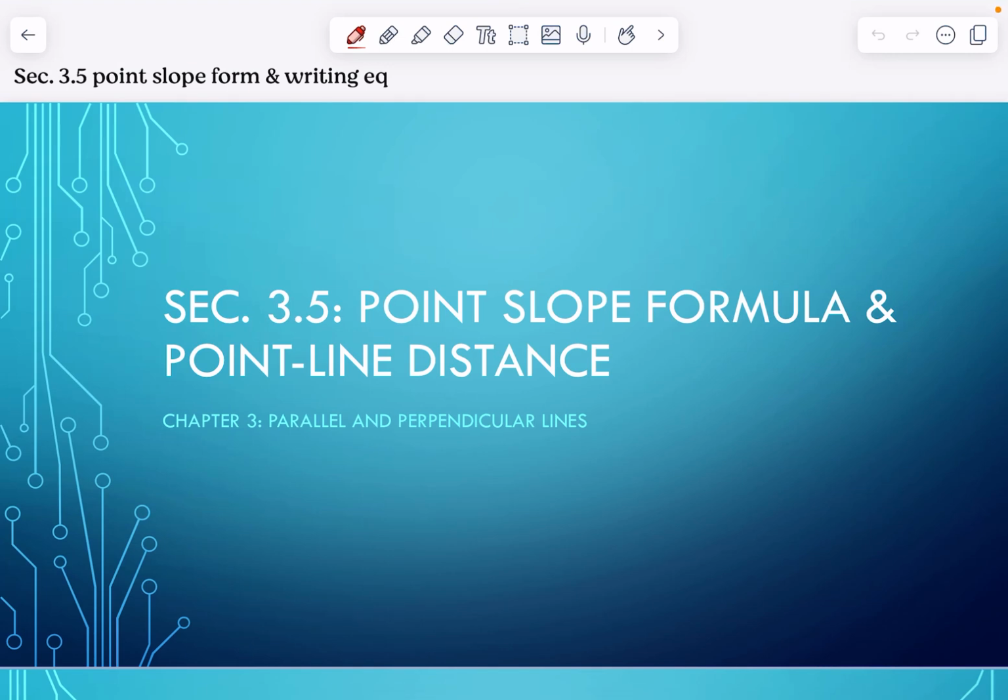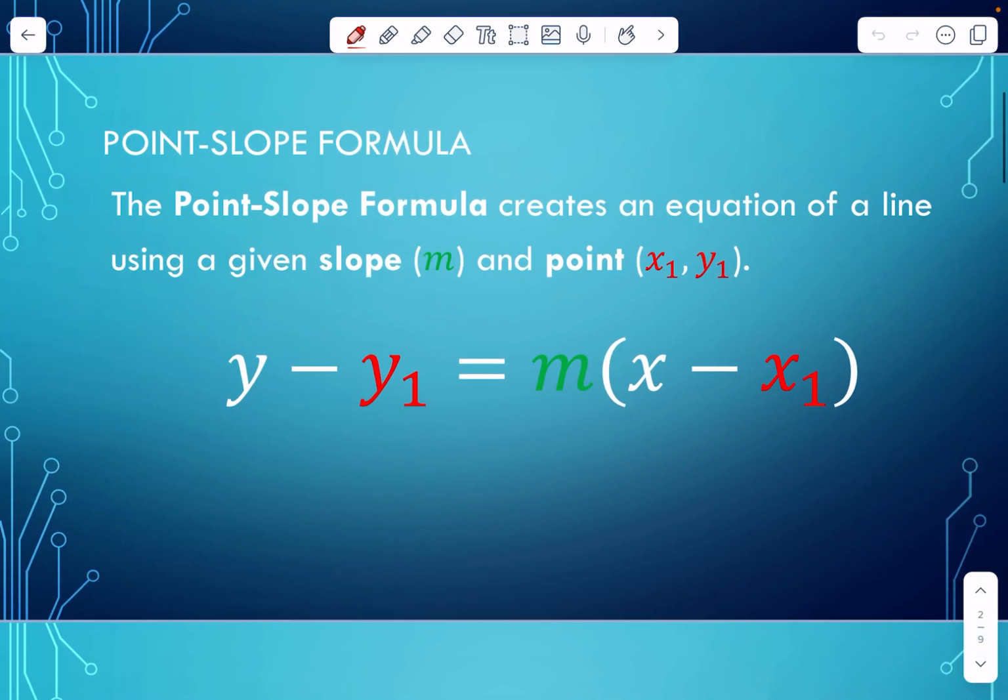Continuing on in Chapter 3, Parallel and Perpendicular Lines. And today we are going to be talking about Section 3.5, which is point slope formula and the point to line distance. All right, so we're going to start off with point slope formula.